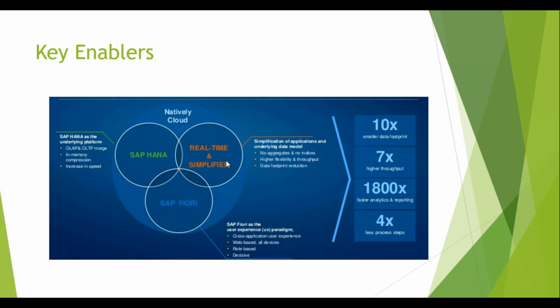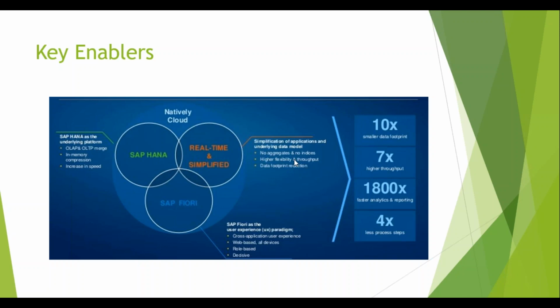Finally, real-time and simplified. This is the important thing that we need to understand in this course, because as I told you, we have now understood the basics of SAP HANA and the basics of SAP Fiori, and we are going to understand some more Fiori basics in the next sessions. But our focus will be on how our processes are simplified and which processes are real-time now. So no aggregates and no indices, higher flexibility and throughput, and finally data footprint reduction. We need to discuss in which of the processes we are getting this.